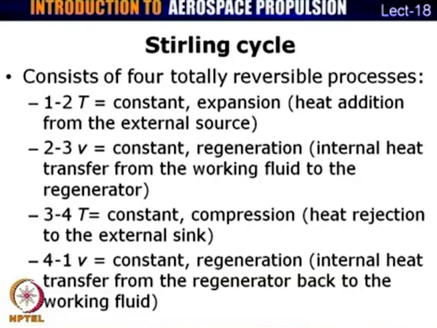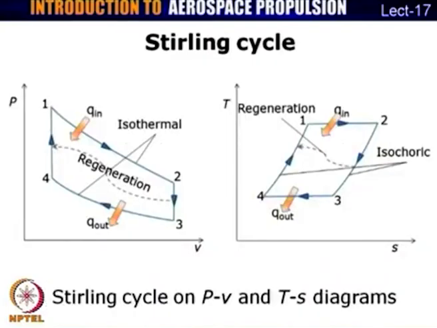So, these are the 4 different processes which constitute a Stirling cycle. That is, there are 2 isothermal processes and 2 regeneration processes. So, on a PV and TS scale, we have the Stirling cycle represented in the following way. It starts with an isothermal process, T is equal to constant. Process 1 to 2 is isothermal process, and process 2-3 is constant volume regeneration process, and it is during process 1-2, that is isothermal process, that you have heat transfer from an external source to the cycle.